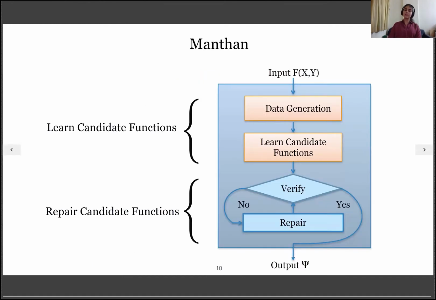So it takes f of x, y as its input. It first generates the data. With the data generated, it learns the candidate function. And it does a verification check on the learned candidates. Manthan is a sound system, and it will output a function psi only if the candidate passes the verification check. Otherwise, they need to undergo a repair iteration. Let us try to understand Manthan in detail. Let us consider each component one by one.